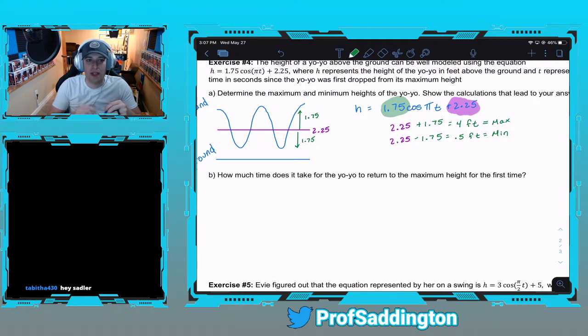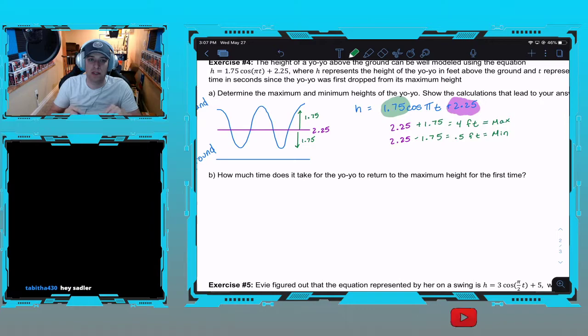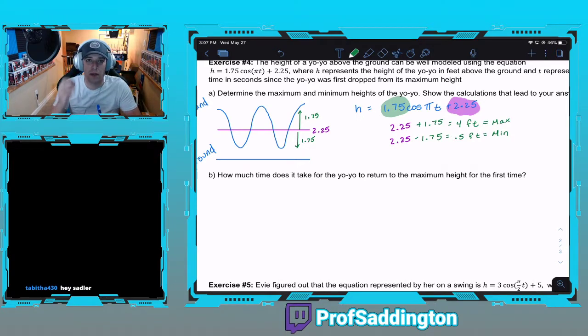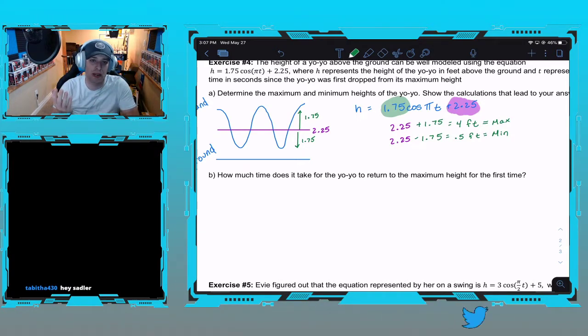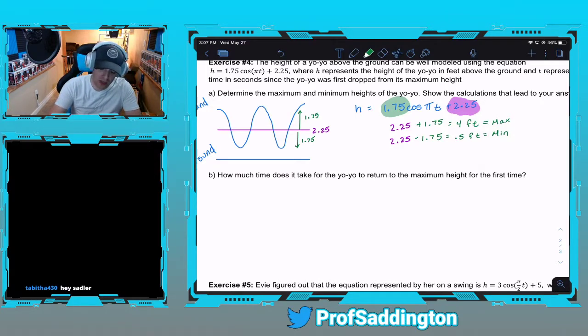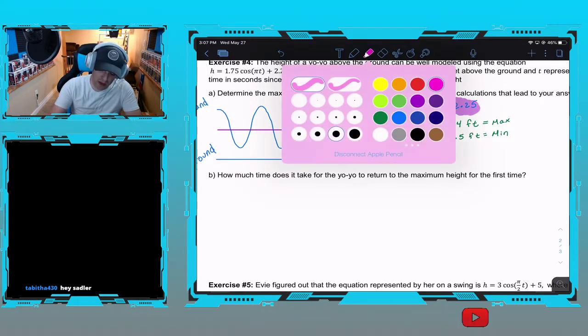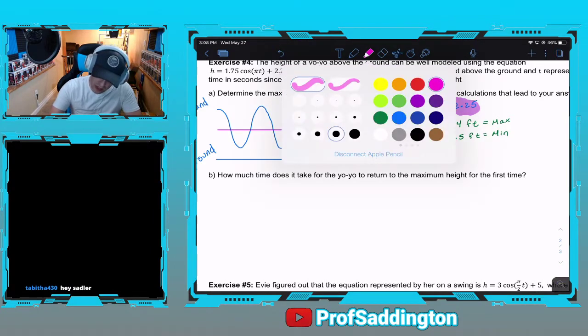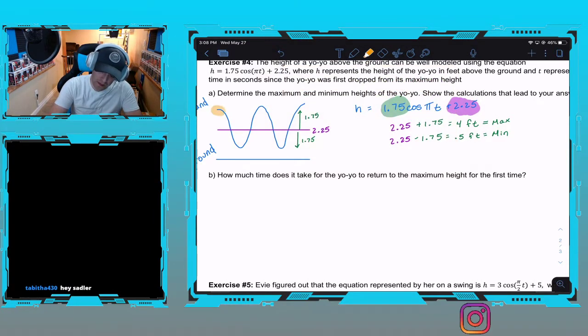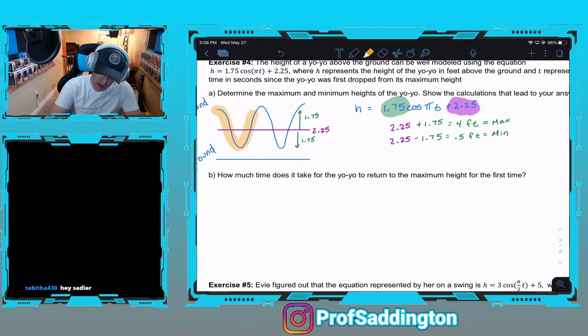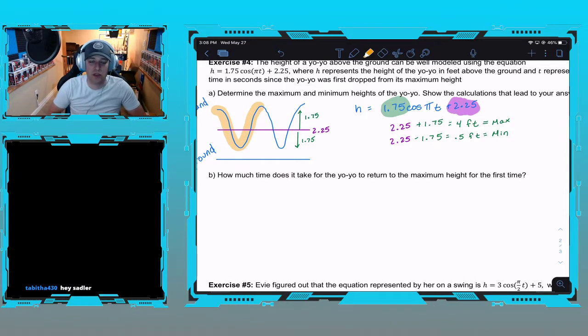Now the next one says, how much time does it take for the yo-yo to return to the maximum height for the first time? So what they're asking is how long does it take for one cycle from the yo-yo to go from your hand down towards the ground back to your hand? So the only part we care about right now, I can't use that color. I got to use a different one. We'll do orange. It wants to know from the start back to that height.